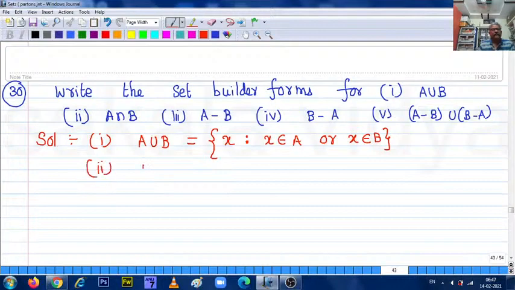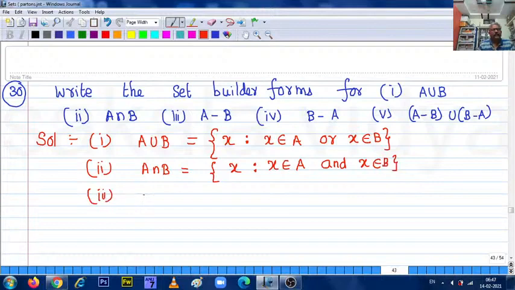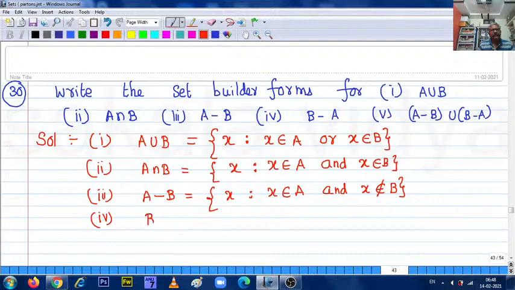Second, set builder form for A intersection B. That is X such that X belongs to A and, not the or symbol, X belongs to B, both A and B. Next, third one, set builder form of A minus B, that equals to X such that X belongs to A only and X does not belong to B. This is the symbol for does not belong to B. Now you can expect B minus A. So B minus A equals to X such that X belongs to B only but not A, and X does not belong to A.